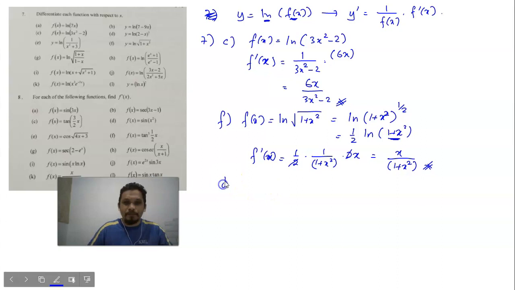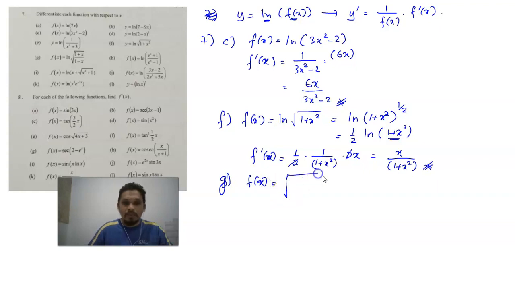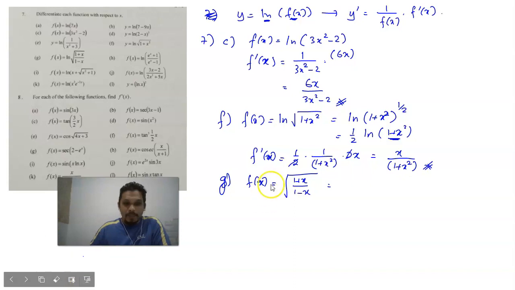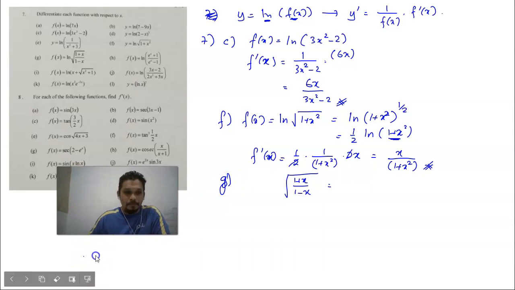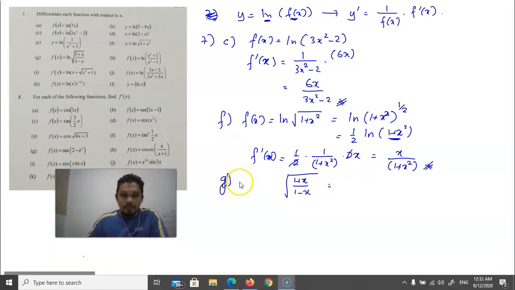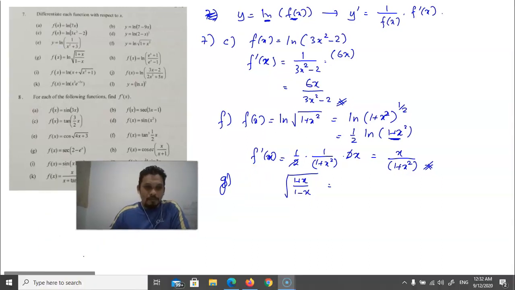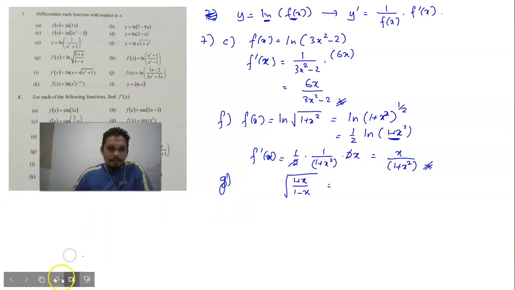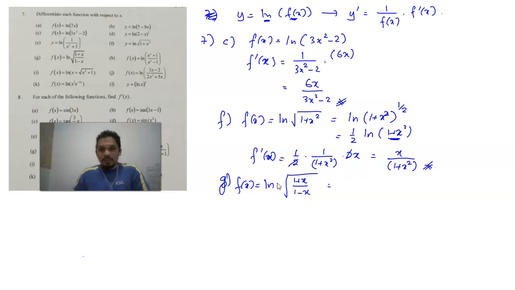What about G? Okay, question G. f(x) equal to natural log of the square root of 1 plus x divided by 1 minus x. Sorry for taking a long time.